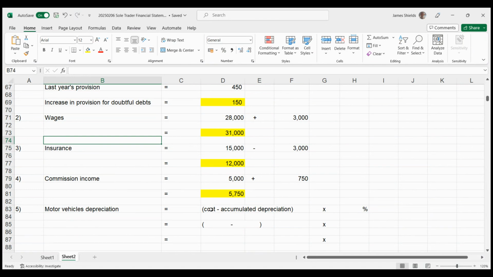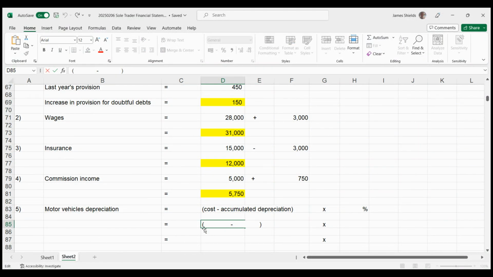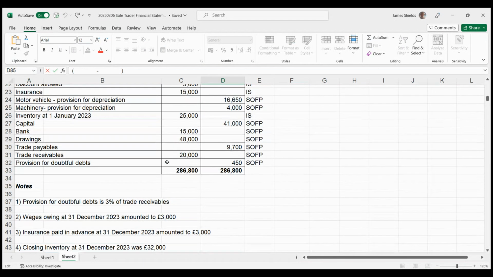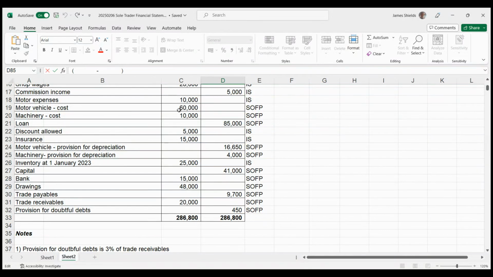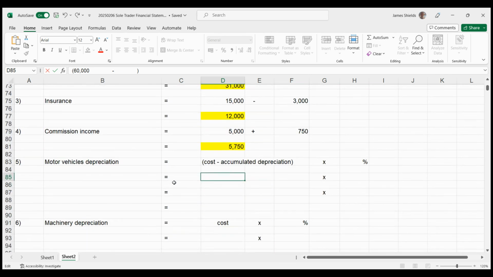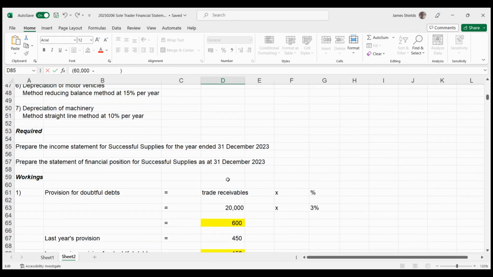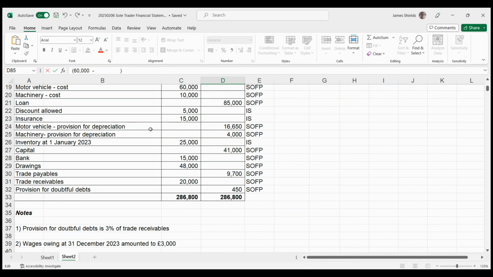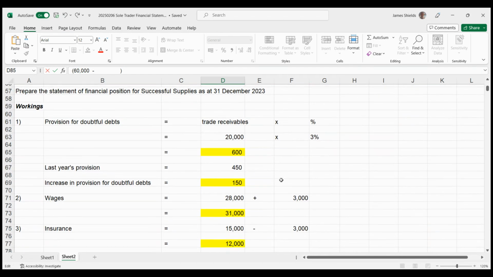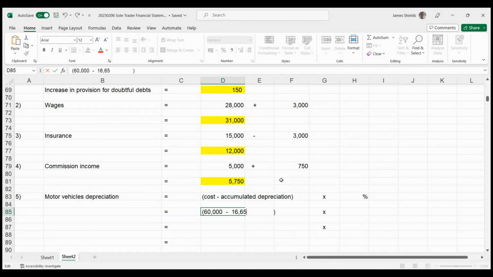Motor vehicle depreciation is the cost take away accumulated depreciation to date. So the cost we will get in the trial balance and the accumulated depreciation to date we'll get in the trial balance as well. So the cost, need to go back to our trial balance. Motor vehicle cost I'm looking for. Motor vehicle cost at £60,000. So I've got my £60,000, and I'm going to take away the cumulative depreciation. And that is the figure, again, in the trial balance, let's find it, motor vehicle provision for depreciation, £16,650.